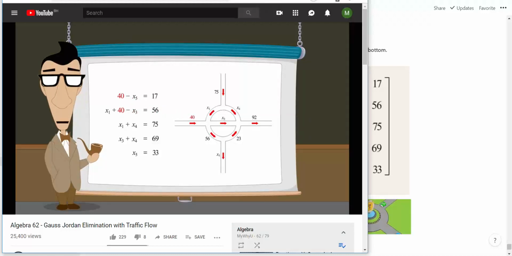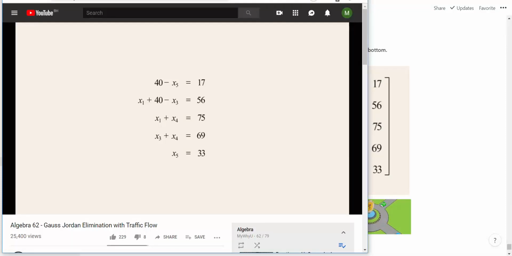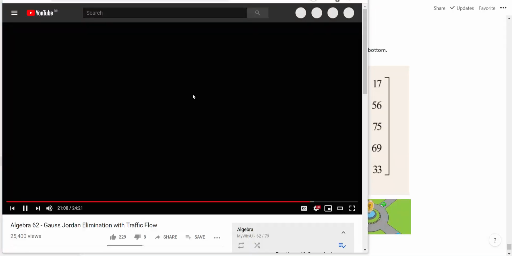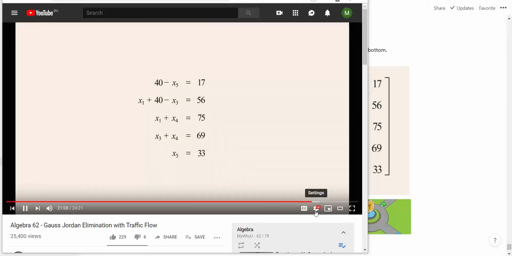Now let's see what happens when we reduce the matrix representing this system of equations. We first simplify any equation containing more than one constant by combining them.